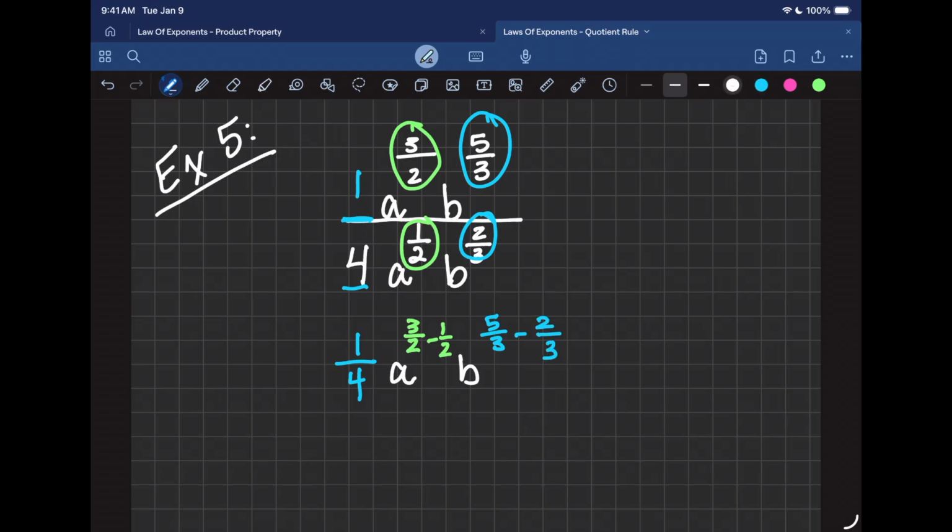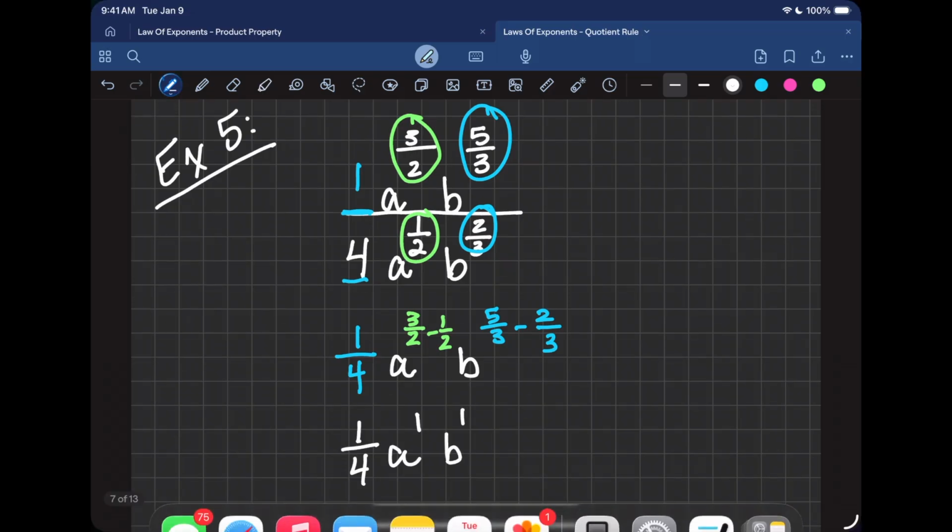All right, simplifying all of this, that 1 over 4 is going to stay. Then I'm going to look at my a's. 3 over 2 minus 1 over 2 would give me 2 over 2, which is just 1. B is 5 over 3 minus 2 over 3, which becomes 3 over 3, which is also 1.